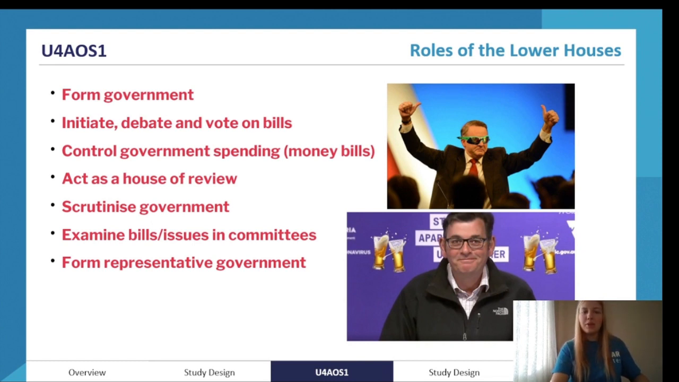So the lower house also initiates, debates, and votes on bills. This is a role that the Senate, the upper house, also possesses. You can see that there's a lot of overlap between the roles. We talked about the bill initiation already, but someone, such as a minister, will step forward and propose a bill, and debating and voting happens in both houses on every bill because it needs to pass through both houses. They also control government spending.